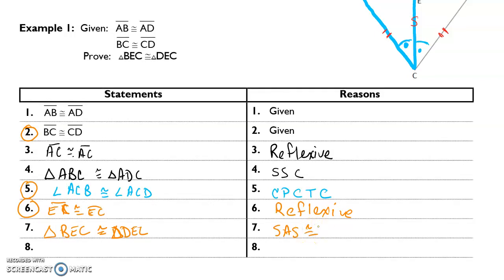Okay, so I have two different triangle congruence proofs. Triangle ABC congruent to triangle ADC because of side, side, side congruence. That allowed me to use that triangle to find angles that I could then use in my second triangle congruence. And that's what a detour proof is.